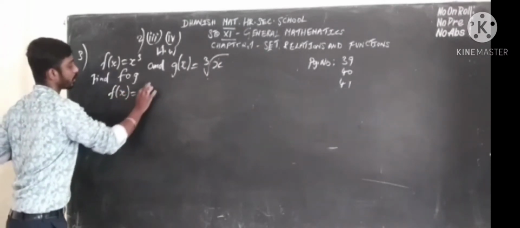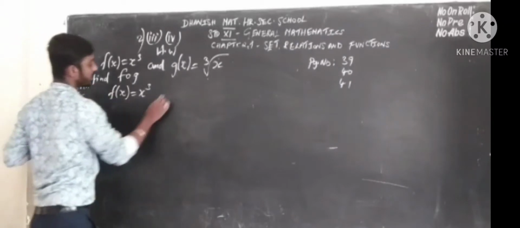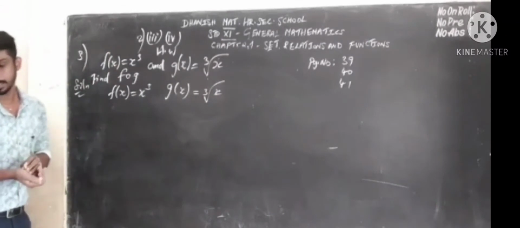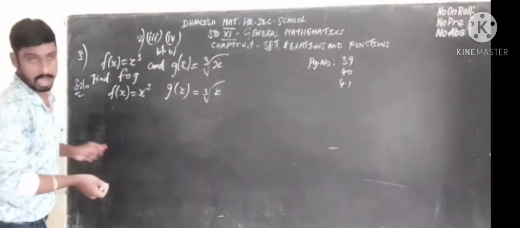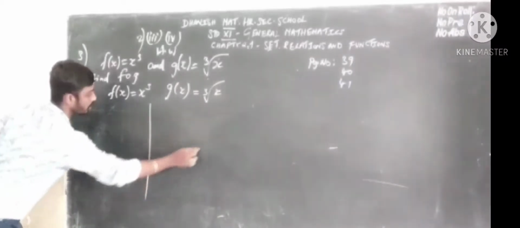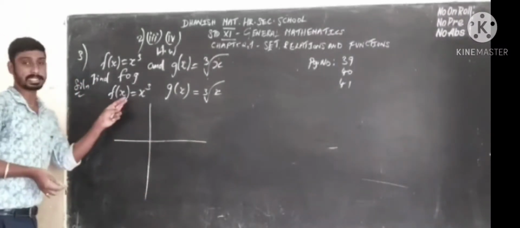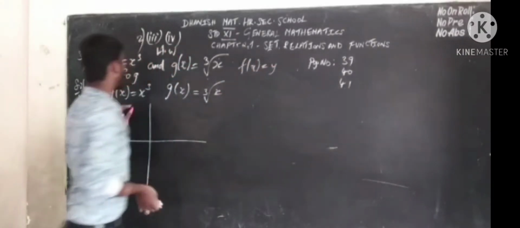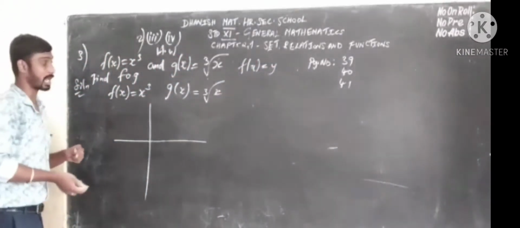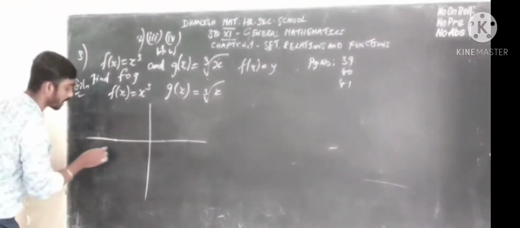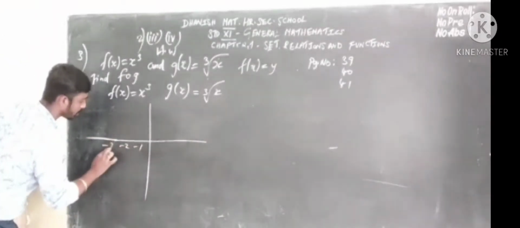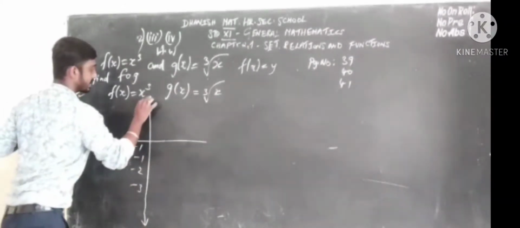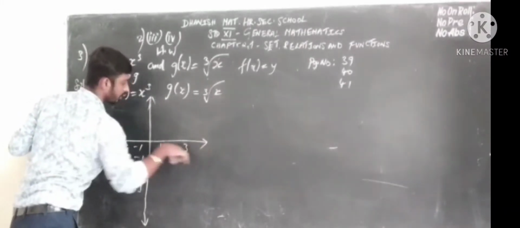In the given question, f of x is equal to x cube, then g of x is equal to cubic root of x. Let's draw the graph first. We have already seen that f of x is y. You have to consider f of x equal to y. Y is equal to x cube. In the first question, we drew the graph like this. Minus 1, minus 2, minus 3. This question is the easiest one.